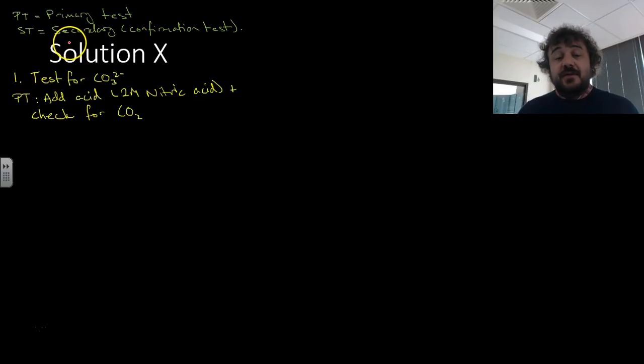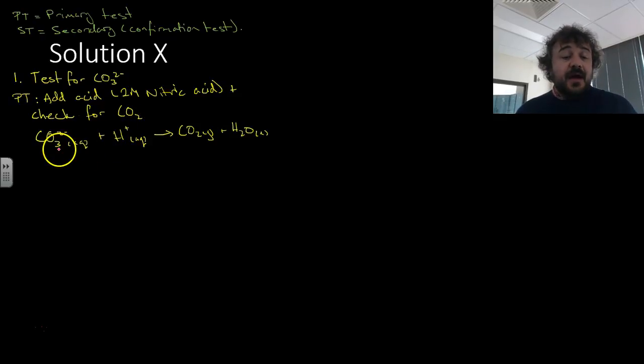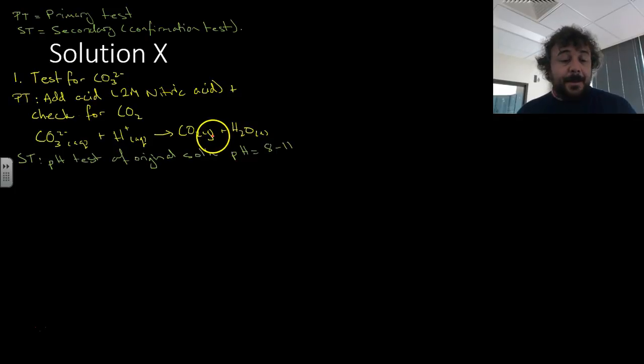So, first thing we want to do, and this is a suggested order, is test for carbonates. You add acid, 2 molar nitric acid is pretty good, and you check for CO2. You do this by bubbling it through lime water. And it gives you this reaction: carbonate plus a hydrogen ion, because that's from an acid, gives you carbon dioxide gas plus water.